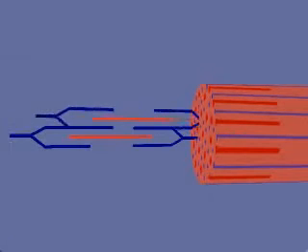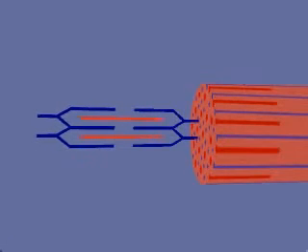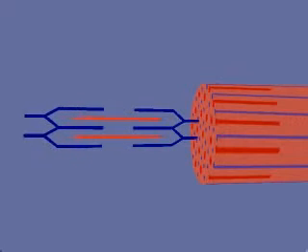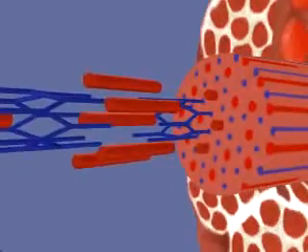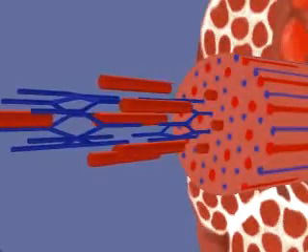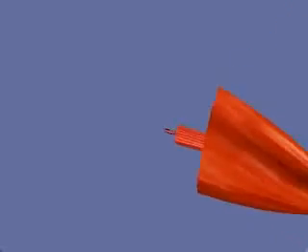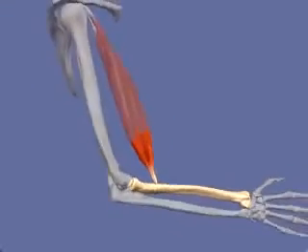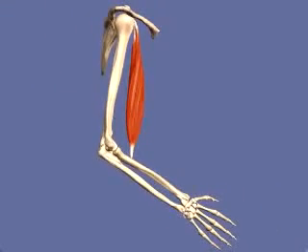A sarcomere contraction is represented by the shortening of the distance between the Z lines. The sarcomere shortens because the thin filaments slide past the thick filaments. In 3D, each thick myofilament is surrounded by six thin myofilaments arranged in a hexagonal pattern. The 3D arrangement of sliding myofilaments is the microscopic basis of muscle contraction.